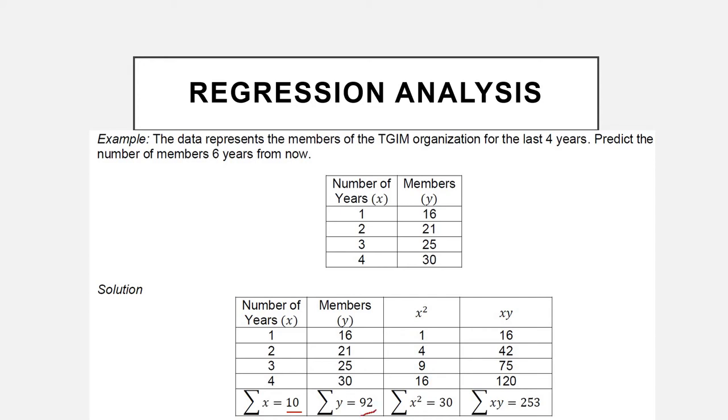The summation of y is equal to 92, please recheck if I have solved it correctly. Then we get the square of x: 1, 2 squared is 4, 3 squared is 9, 4 squared is 16, and we add everything. That gives us the summation of x squared is 30. Our last column will be x times y, so we simply multiply our x with our y. That's 16, 42, 75, 120, and we add all the data here, and that gives us 253. So the summation of xy is 253.